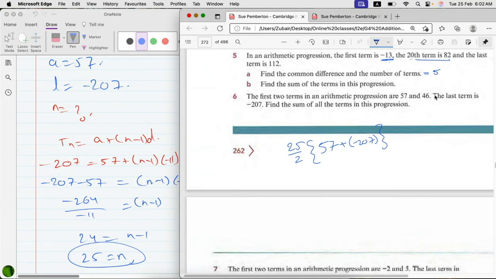Yeah, I'm doing the same. Negative 1,875. Okay. Yeah, negative 1875.